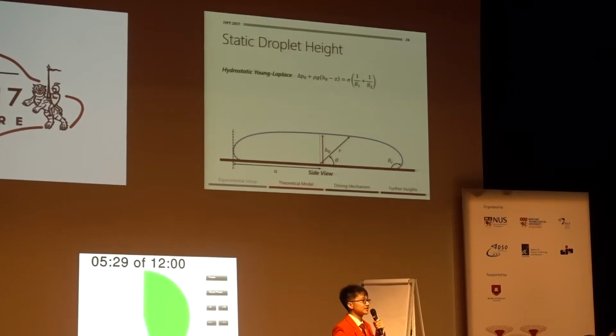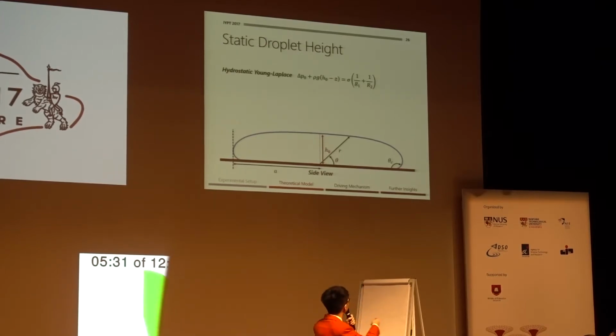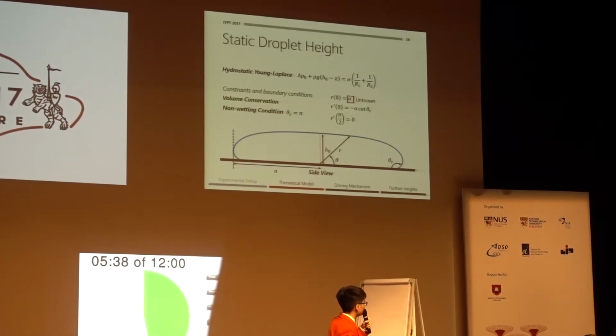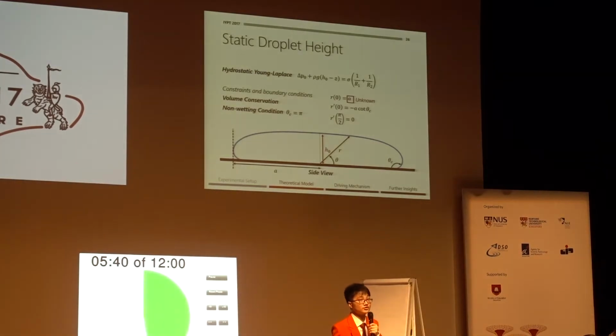We will begin our sessile drop model by writing down the hydrostatic Young-Laplace equation. Writing down appropriate constraints and boundary conditions and applying the conservation of volume, we can solve for our static drop height numerically using the non-wetting condition.